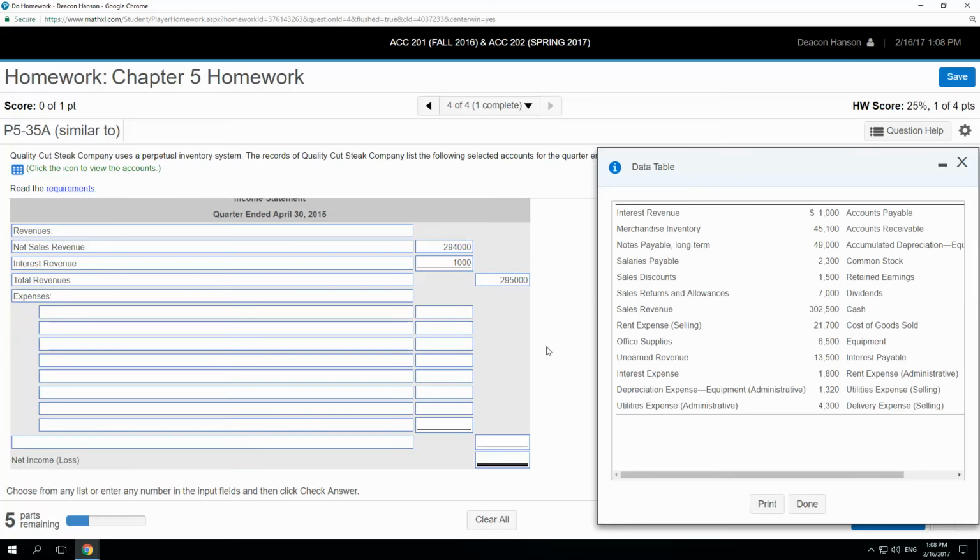This thing's kind of finicky because it keeps expanding as we go down, but why don't we identify expenses? So revenues, revenue. Inventory is an asset, it's not an expense. Payables are liabilities. We took care of the sales figures. Here's the first one, rent expense. Okay. What do they mean by selling? It goes into the selling category.